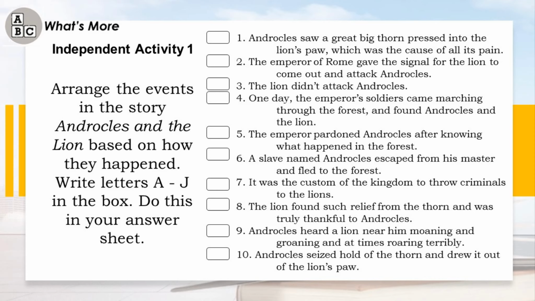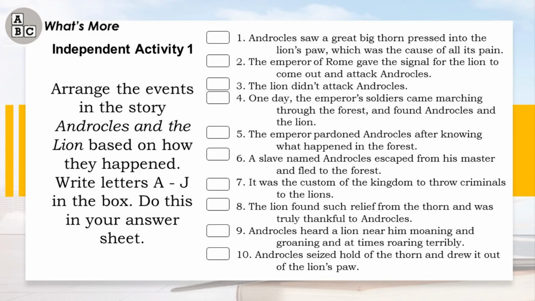1. Androcles saw a great big thorn pressed into the lion's paw, which was the cause of all its pain. 2. The emperor of Rome gave the signal for the lion to come out and attack Androcles. 3. The lion didn't attack Androcles. 4. One day, the emperor's soldiers came marching through the forest, and found Androcles and the lion. 5. The emperor pardoned Androcles after knowing what happened in the forest.